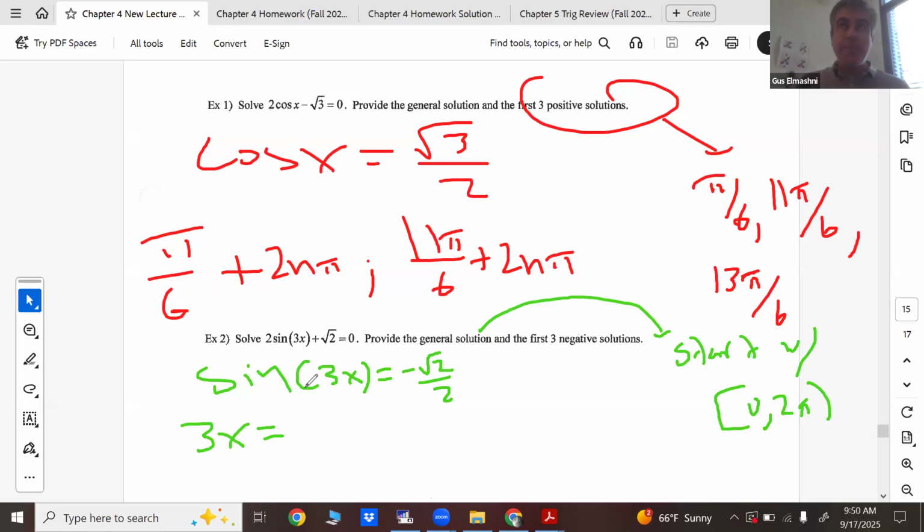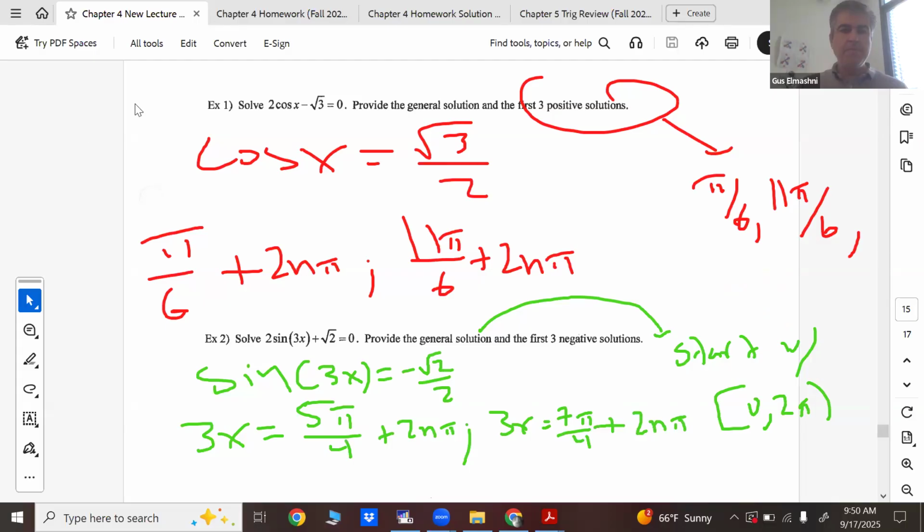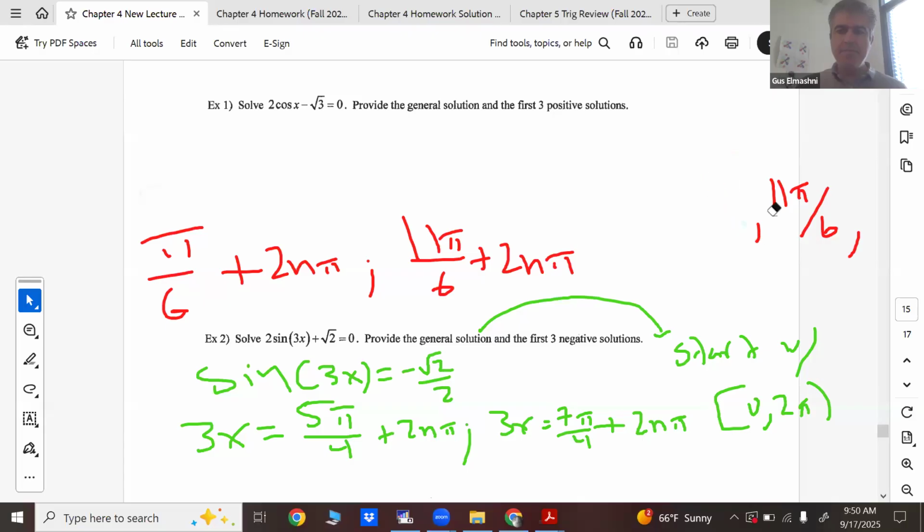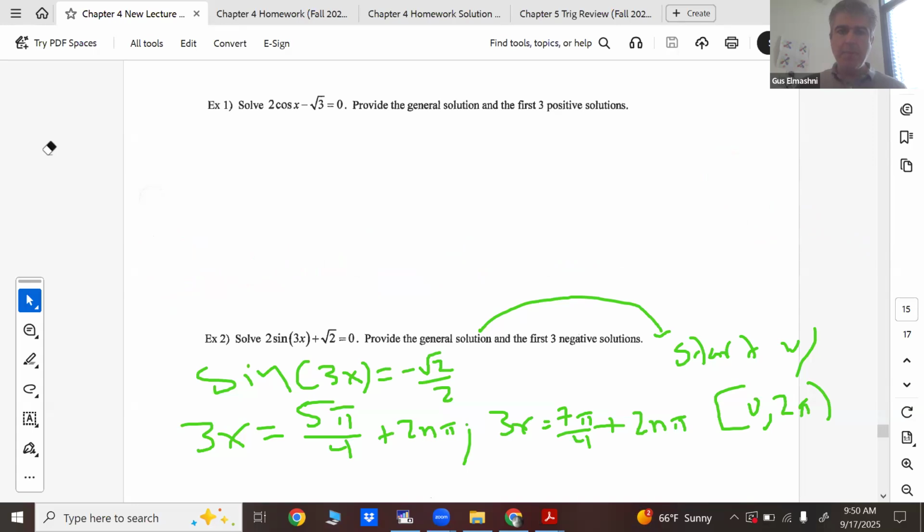So 3x will be 5 pi over 4 plus 2n pi. And 3x will be 7 pi over 4 plus 2n pi. We're okay with that? Cool.